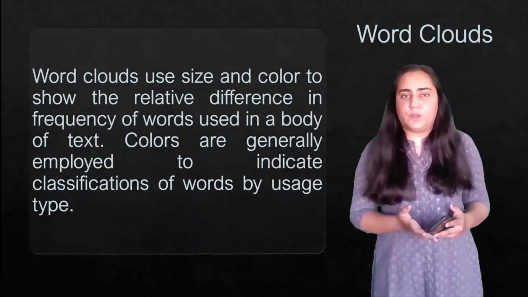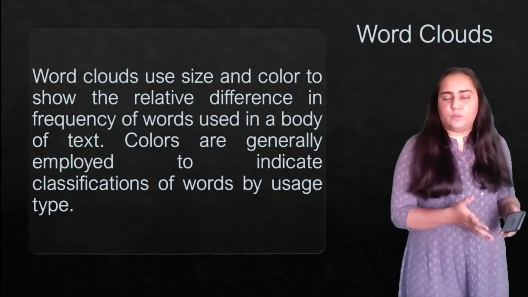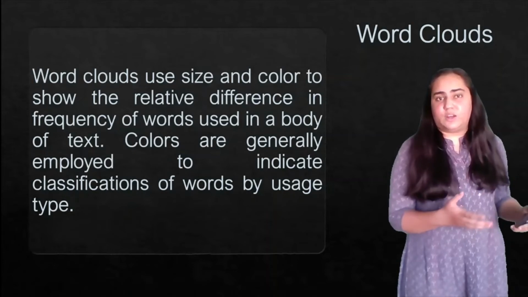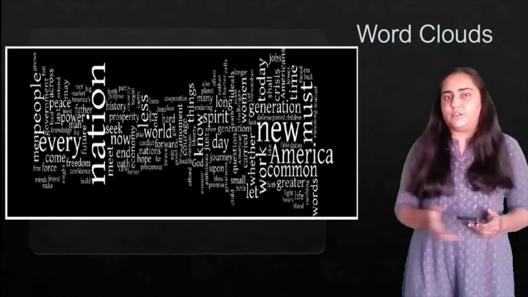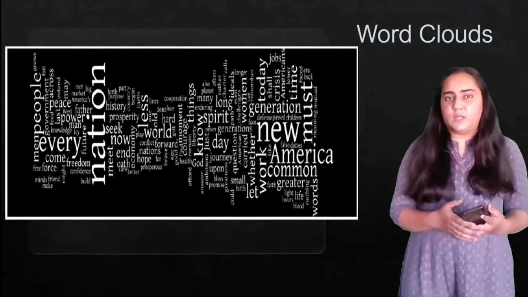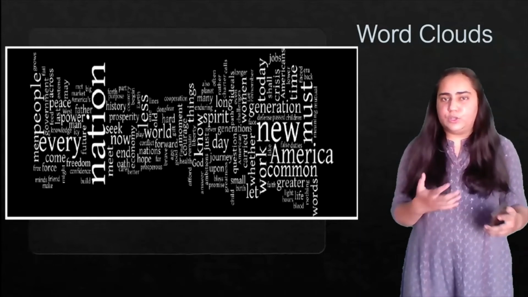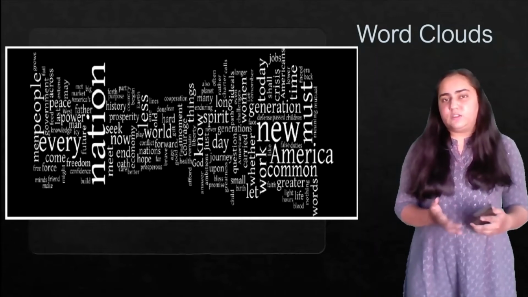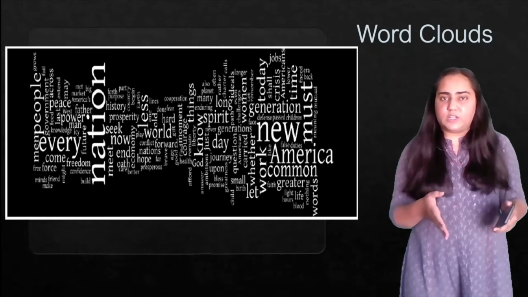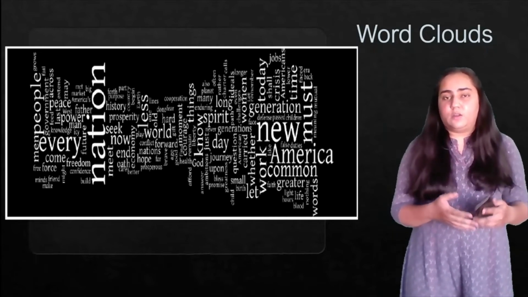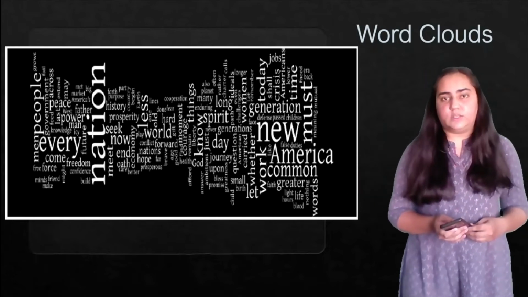And colors are generally employed to indicate classifications of words by usage type. So maybe there are some technical words and you want to classify those, then maybe you want to color them differently, maybe color them red or something. So that would be a word cloud. Here is an example of a word cloud, which is completely black and white. But you can see that words like every and nation and new and America, they stand out. The reason for that being that the text that we used to create this word cloud had nation, America, and new appearing more frequently than the rest of the words. So this is a word cloud right here.